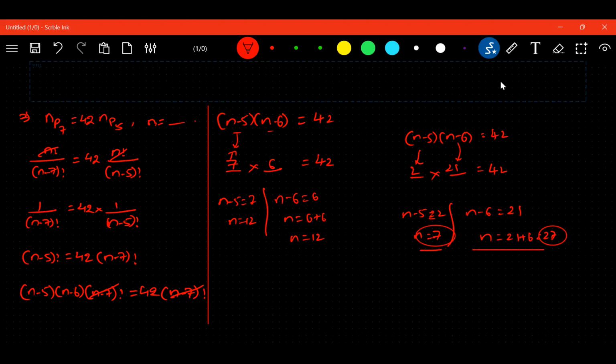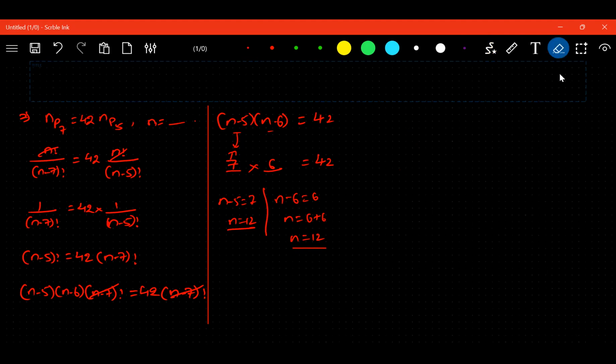So I should select these two numbers. It is a trick. I should select these two numbers in such a way that the n value should be equal. You understood what I'm trying to say?